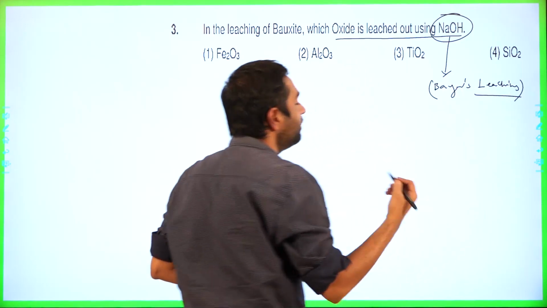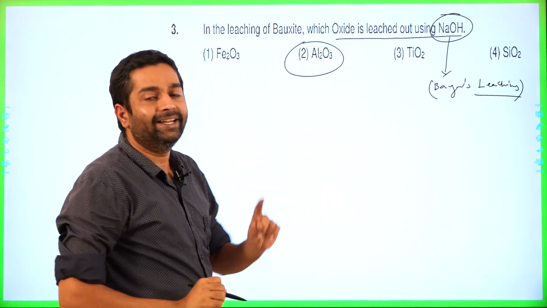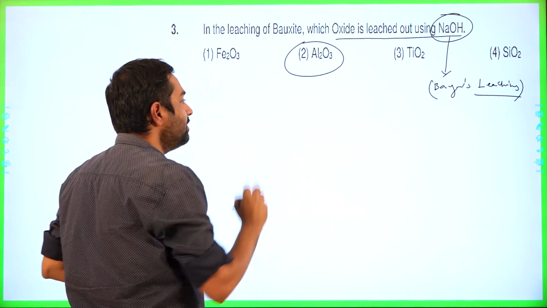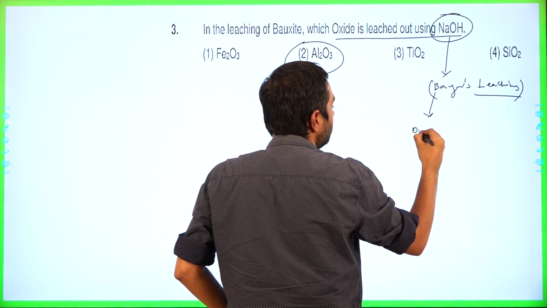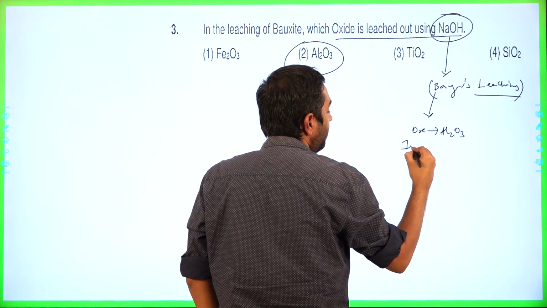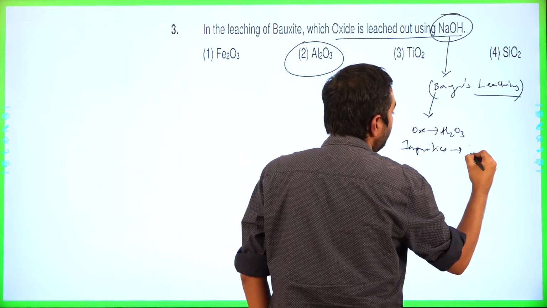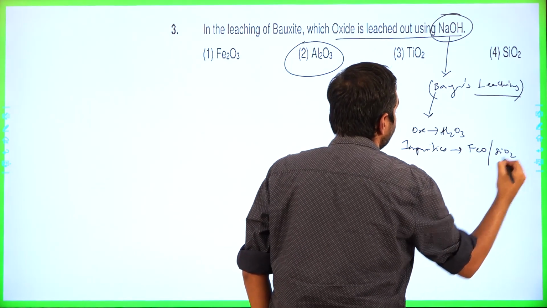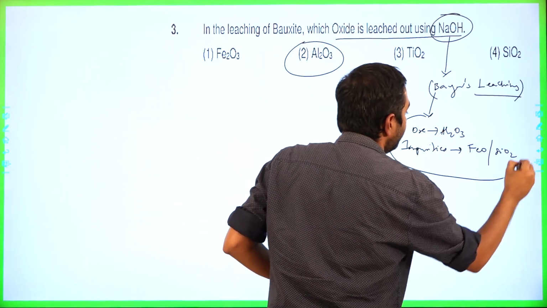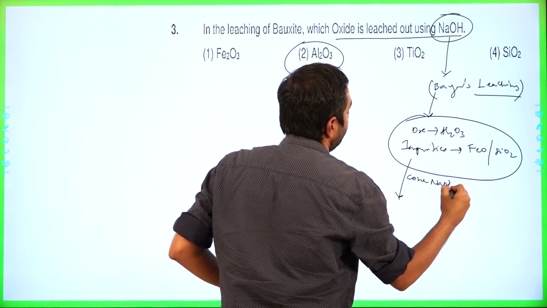Now, when we are considering Bayer's leaching here, we are leaching out alumina and the impurity which can dissolve in sodium hydroxide. Usually in Bayer's leaching here, we have the following setup. The ore is Al2O3, whereas the main impurities are FeO and silicon dioxide. The problem here is this: when I dissolve it in sodium hydroxide, let's say I am taking this mixture, if I dissolve it in concentrated NaOH, and let's say heating.